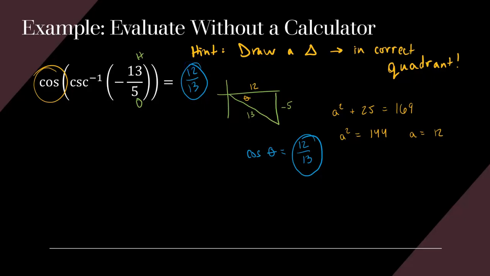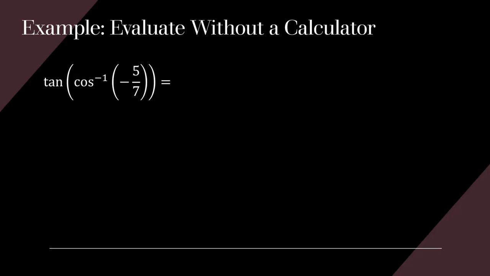Let's do another one together. So again, with these that are not on the unit circle, the easiest way to start is to draw a triangle. Again, you just need to figure out which quadrant that triangle is going to be in. For this one, we're dealing with the inverse cosine. Remember, the inverse cosine is restricted to be between quadrants 1 and 2. Since the inverse cosine is dealing with a negative value, it's going to be in quadrant 2.